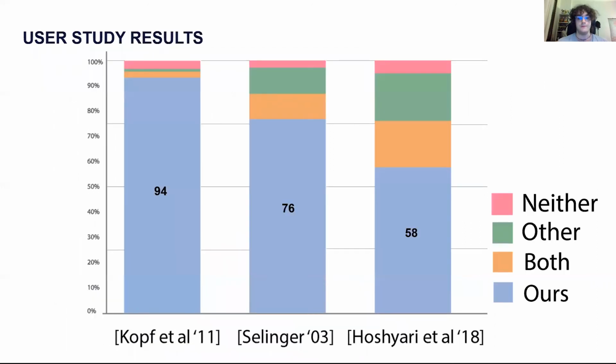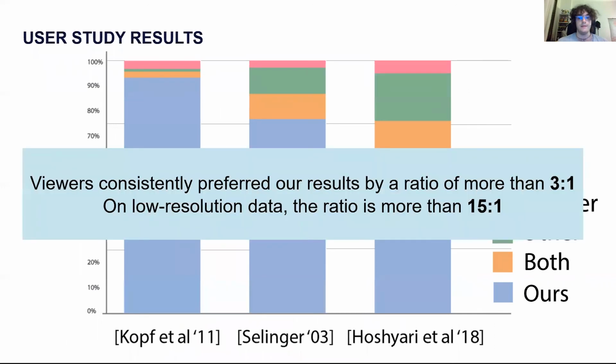Here we show the results of the user study. We can see that human observers prefer our method by a ratio of more than 3:1. At resolutions of 16 by 16 pixels or less, our method was preferred in 94% of the cases to that of the closest competitor.